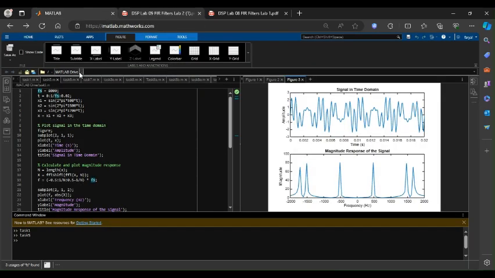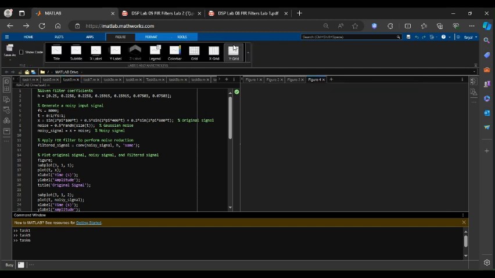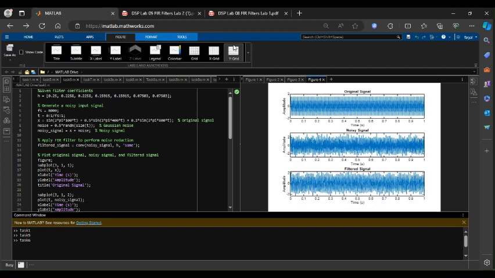So the MATLAB code of this task is this. This code applies a Hamming window to give the filter coefficients, and then convolves this windowed filter with the input signal using the convolution function. The magnitude response of the filtered signal highlights the frequency components affected by the filtering process, and it basically demonstrates the filter's frequency selective behavior.